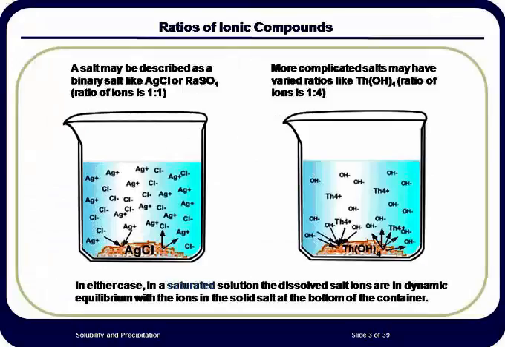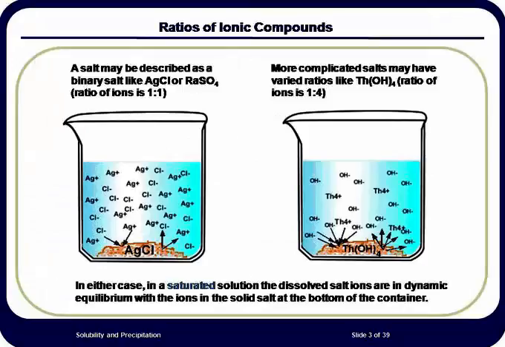In the figure to the right, we have a solution that contains thorium and hydroxide ions, and the solution has excess solid thorium hydroxide that is undissolved. In this case, the ratio of thorium to hydroxide is 1:4. Many other combinations are possible based on the valence of the metal ion and the valence of the counter ion.